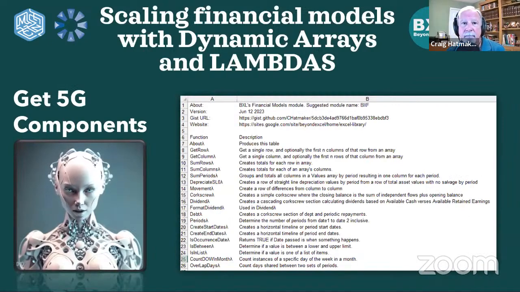For this module, here are all the components that were loaded and are now ready for us to use. So we have new formulas, new functions, rather, a better way of saying it. It's like Excel suddenly got an upgrade and it had things like depreciate, straight line depreciation, or movement, or corkscrew, or dividend. So when we just did what my spokesmodel did, she downloaded all of these new functions from that component library, that 5G component library, and it's all free.